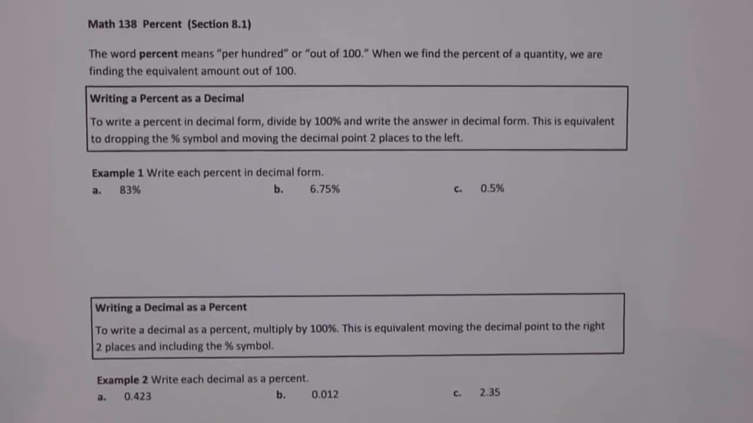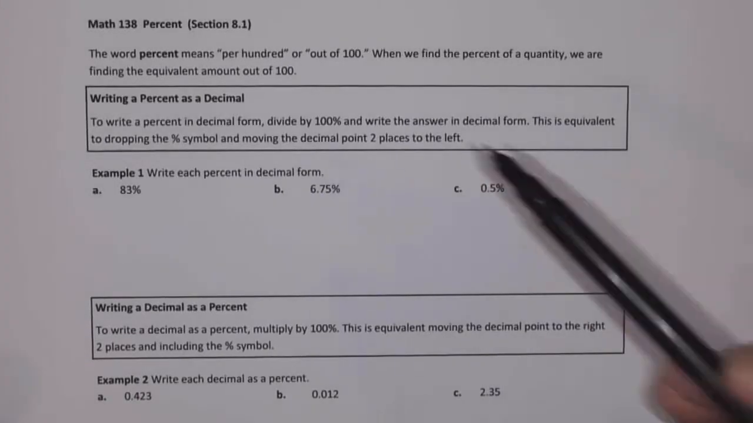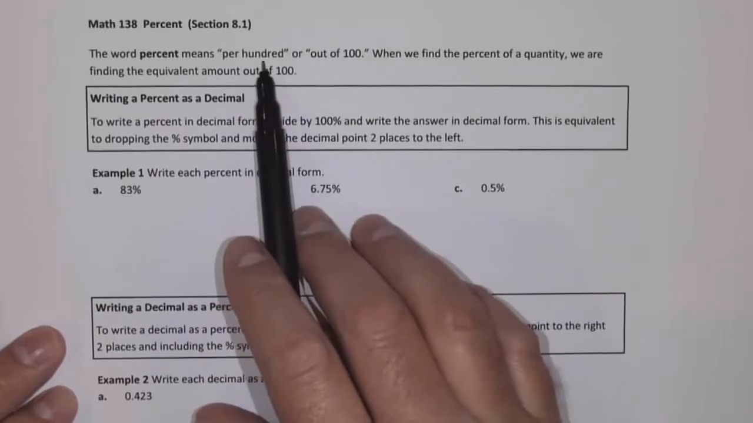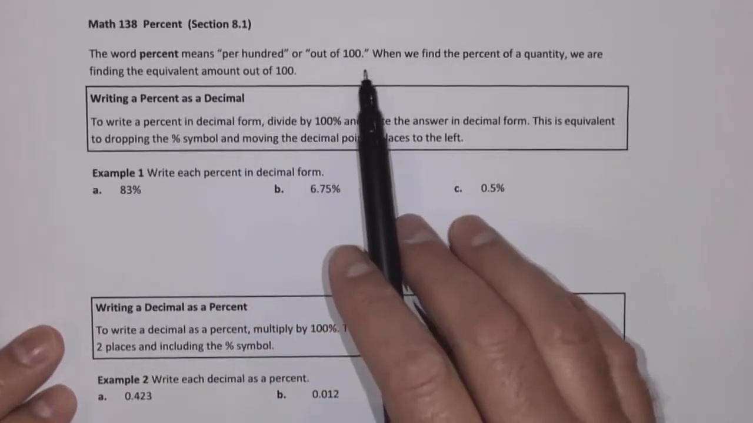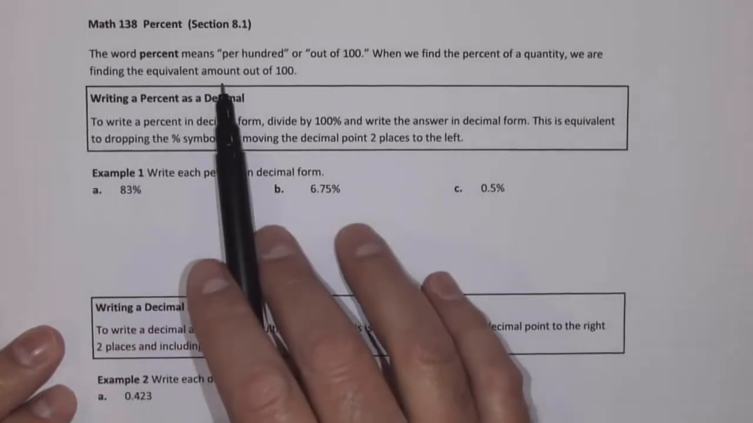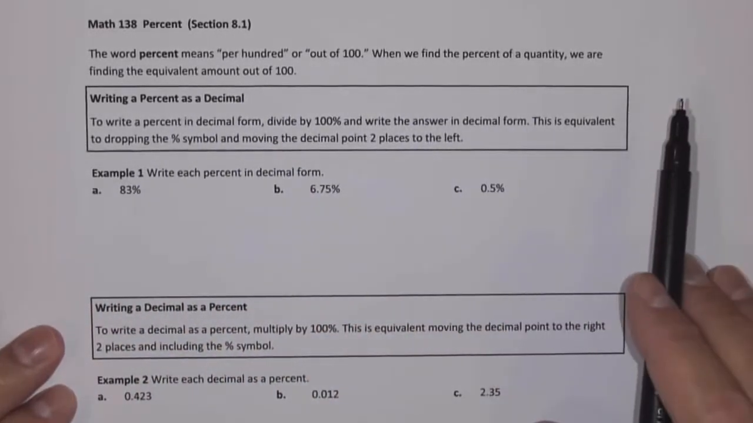So in Chapter 8, we're going to be looking at consumer mathematics. And so we begin in this video with section 8.1, which does a summary of percents. So the word percent means per hundred or out of 100. When we find the percent of a quantity, we're finding the equivalent amount out of 100.